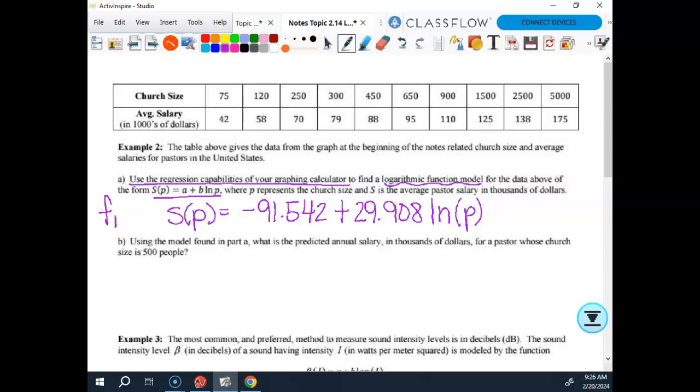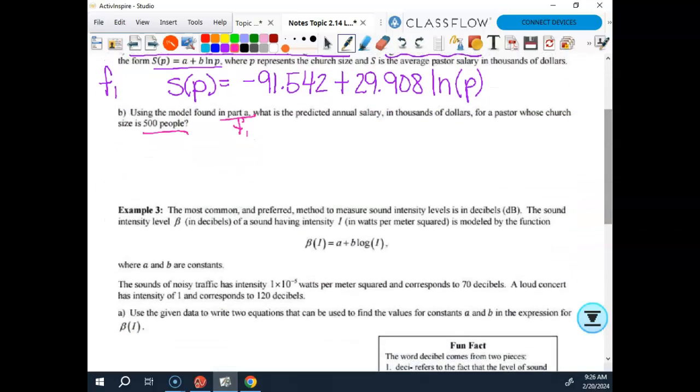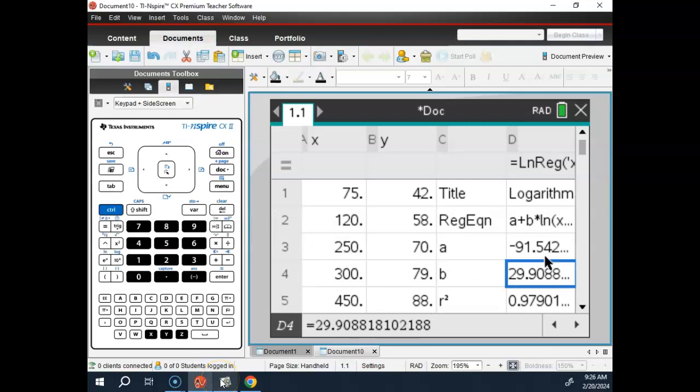Okay. So then it says, using the model found in part A, but in part A, it's really in F1, right? What is the predicted annual salary in thousands of dollars for a pastor whose church size is 500 people? So is 500 the X value or the Y value? Or is it S or is it P? It's the X value, right? So we're looking for S of 500. If I want to find S of 500 on my calculator, what screen do I need?